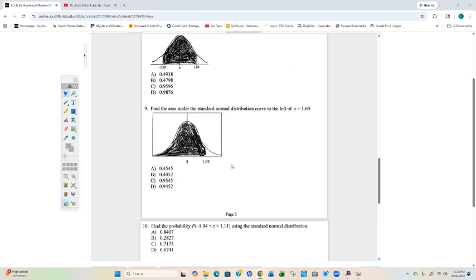All right, correct answer is C on this one. It says to the left. All you have to do is look it up. To the left of 1.69, the correct answer is 0.9545.